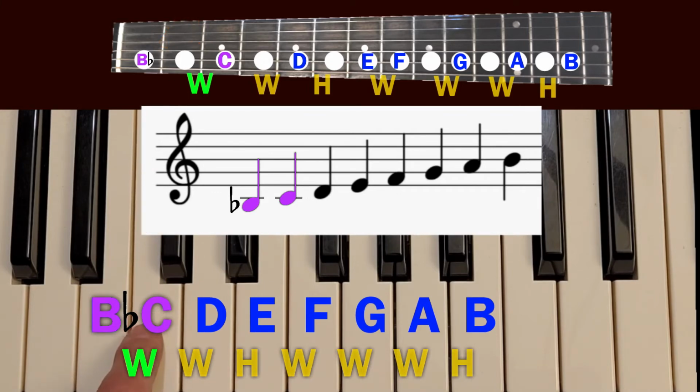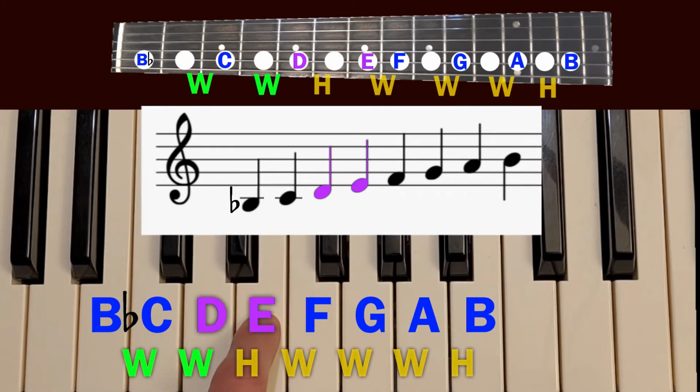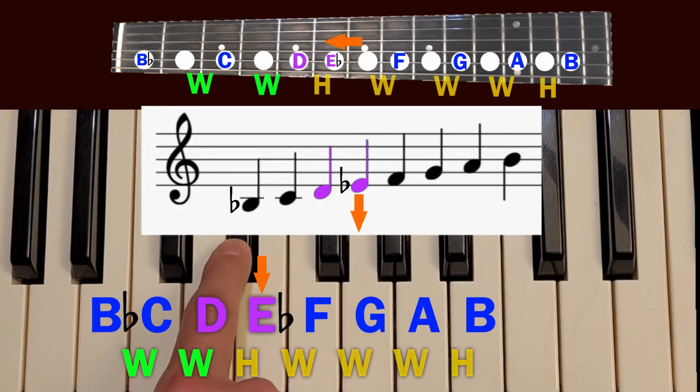Then we know there's not another naturally occurring half step until E and F. So we know C to D is a whole step, but then D to E needs to be a half step. Since we can't raise D to D sharp, it would remove the whole step we need from C to D. Then we have to lower E to E flat.